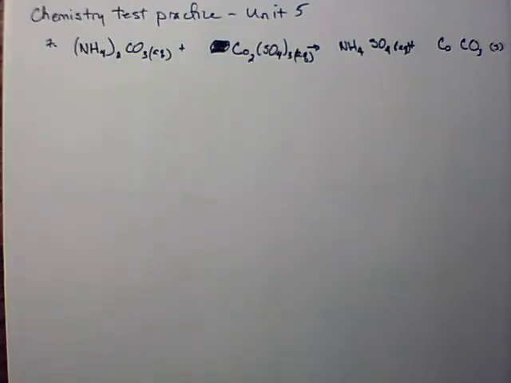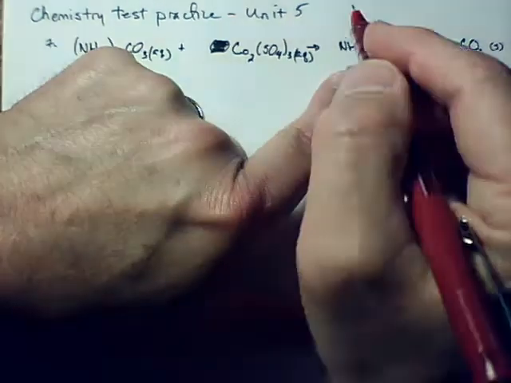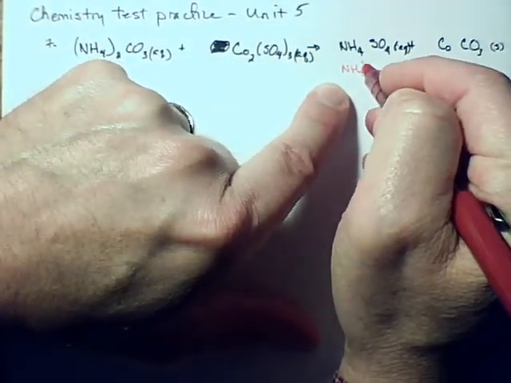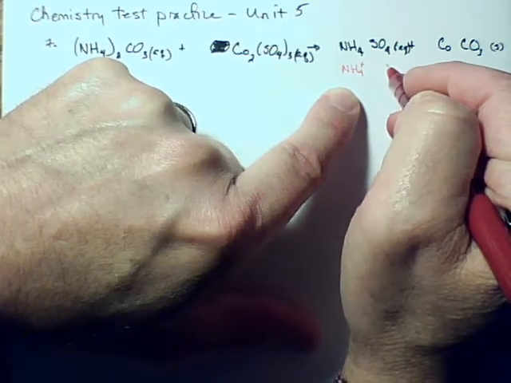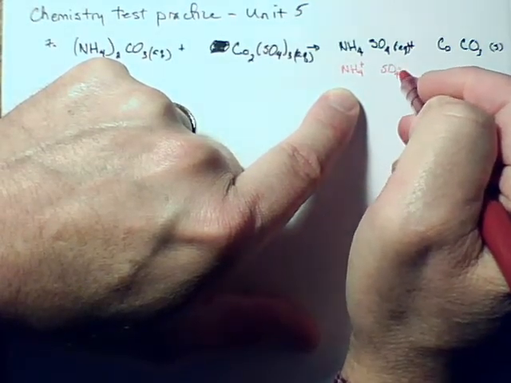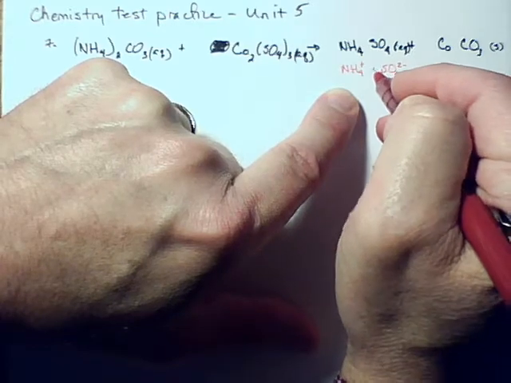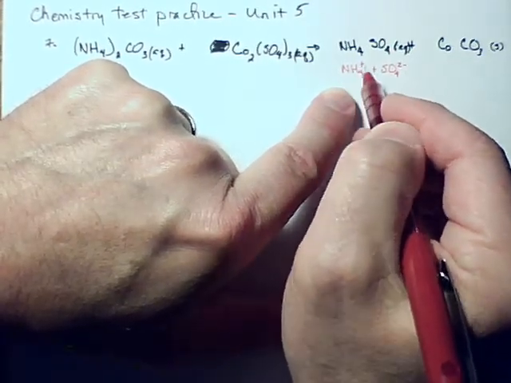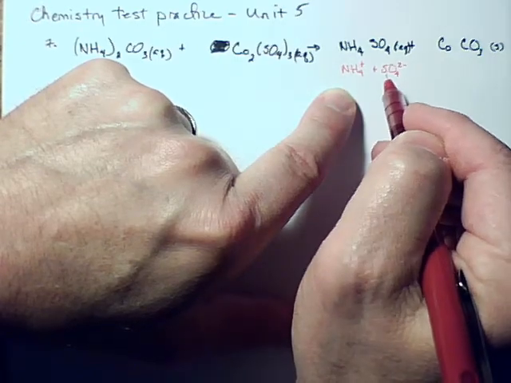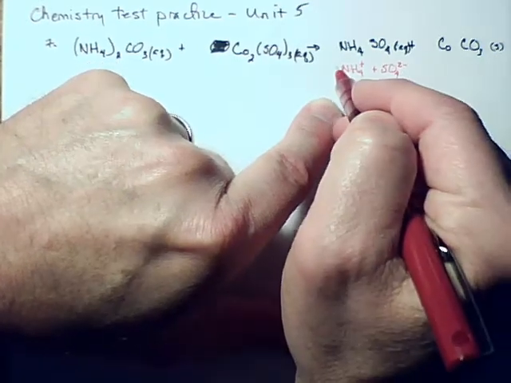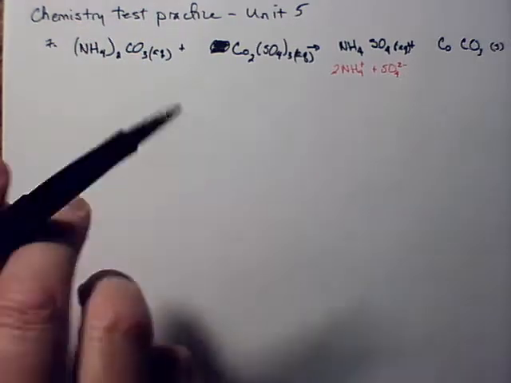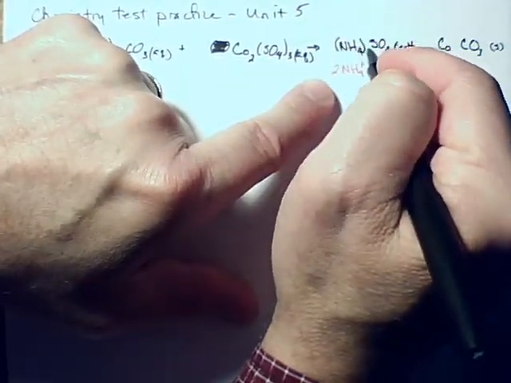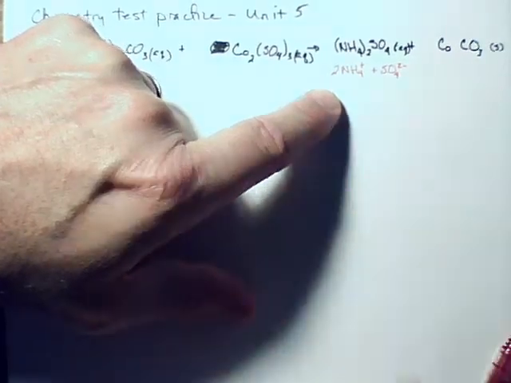We have to balance the formulas before we can balance the equation. So NH4, ammonium, has a 1+ charge. Sulfate has a 2- charge. So for this formula to be charge balanced, I need 2 of these 1+ charge particles to balance out the 2- charge here. So the formula for this compound is going to be NH4 subscript 2 outside of parentheses, SO4.